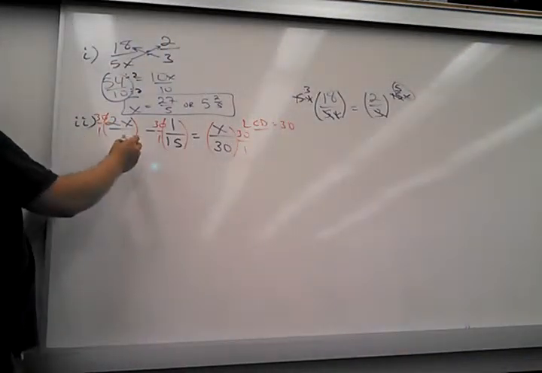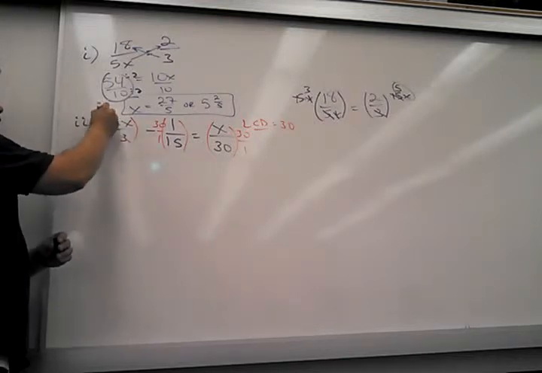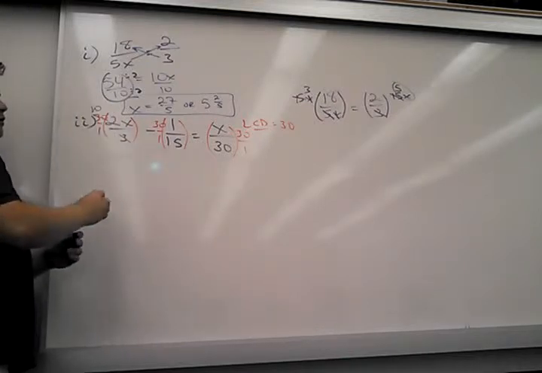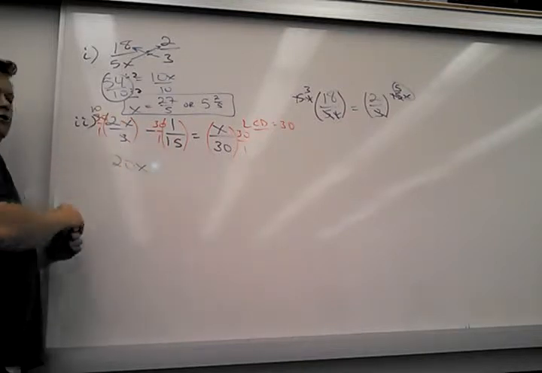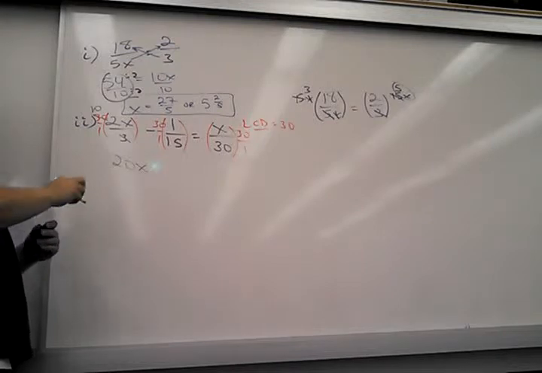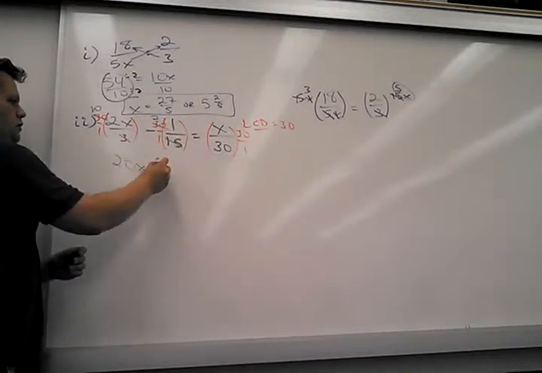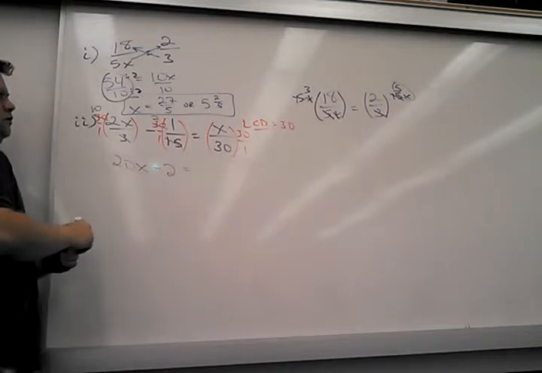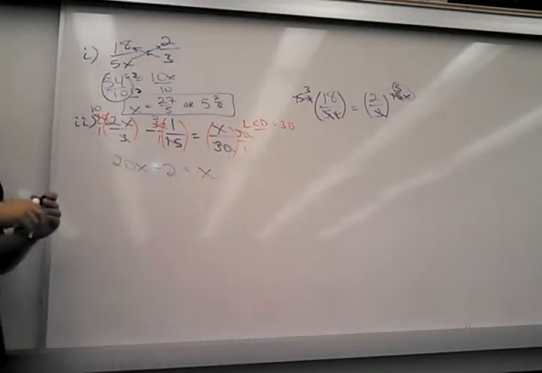That's the first way, right? Yeah. 10 is minus 2. So 10 times 2x, 20x. Is that cool? Yes. 15 goes into 30 twice. 2 times 1, 2. Good. 30 goes away, so you're just left with x.